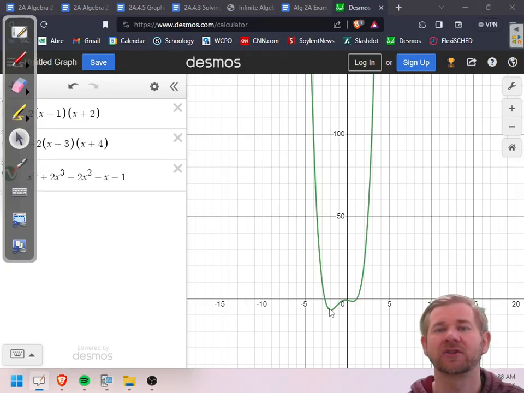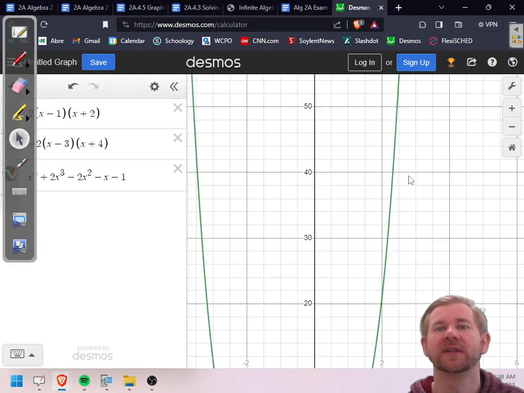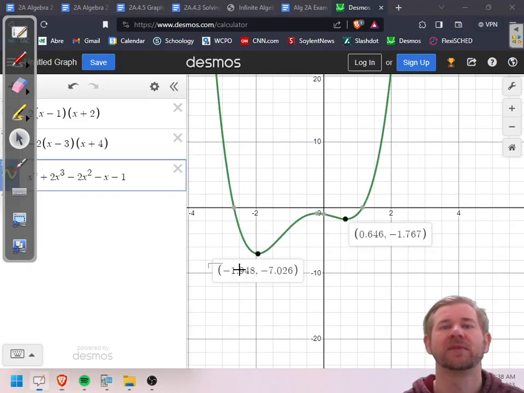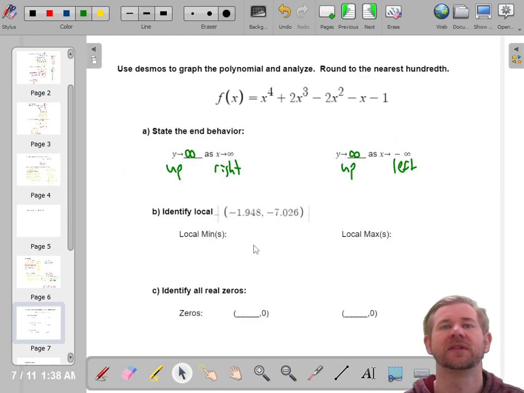Local mins are turnarounds at the bottom. So let's see, local minimums are right here. Okay, those are the local mins. I'm just going to screenshot them so I don't have to remember all those digits.